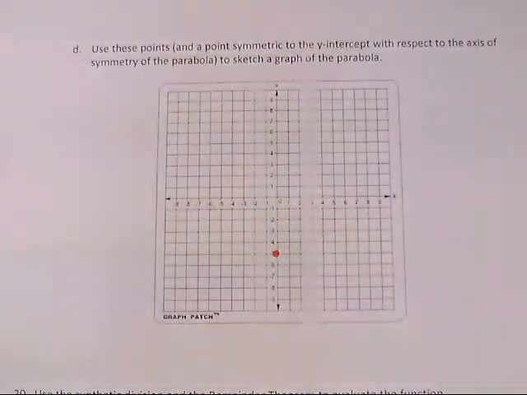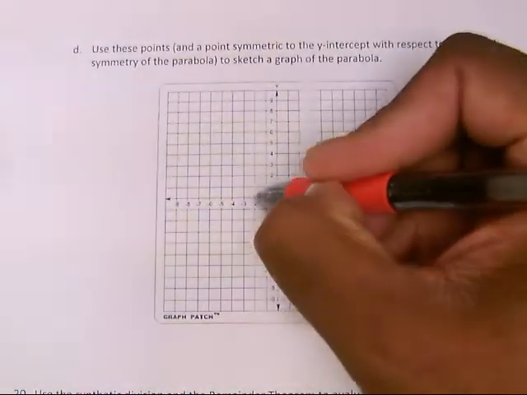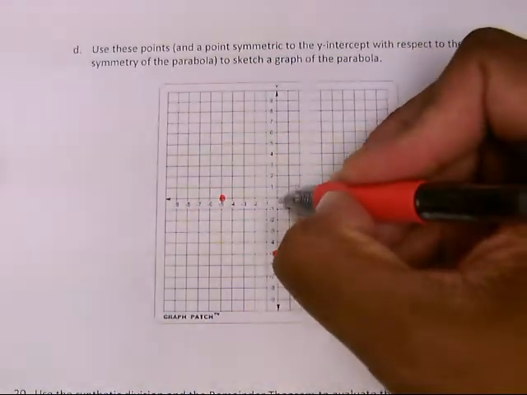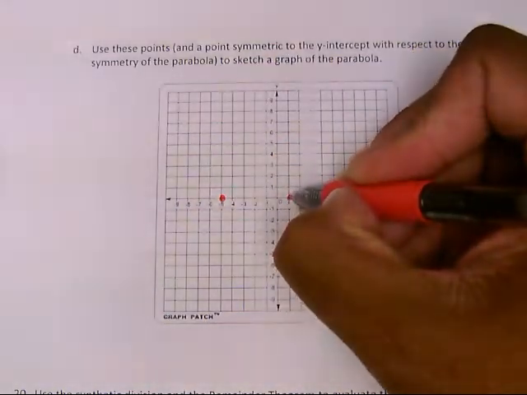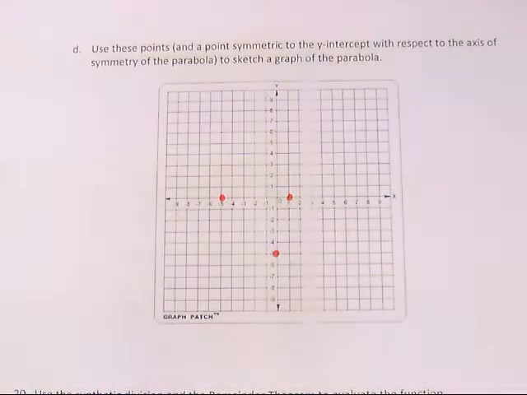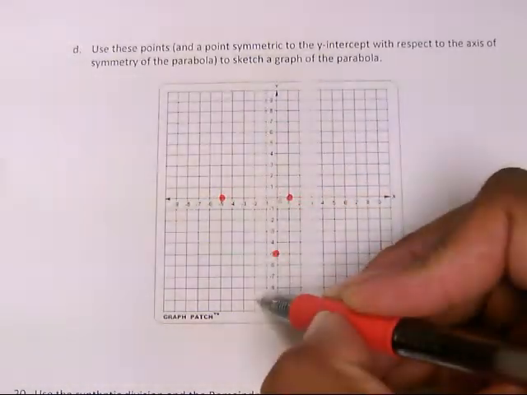In part B, my x-intercepts are negative 5 and 1. So I'm going to go to negative 5 on the x-axis and draw a point there. And I'm going to go to positive 1 on the x-axis and draw the second point there. My vertex was negative 2, negative 9. So I'm going to go to the left 2 and down 9.